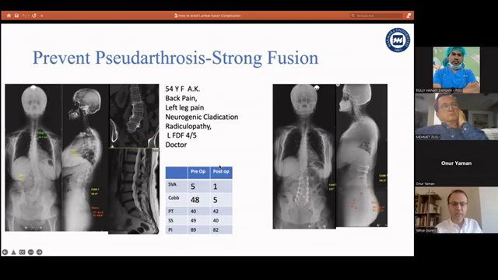For example, in these patients, we need to make osteotomies in here to reduce stress on instruments, to prevent breakage of instruments, and to prevent pull-out of instruments. In this area, it is very important to apply osteotomies. And another thing, we put an interbody graft for getting fusion in the lumbosacral area.